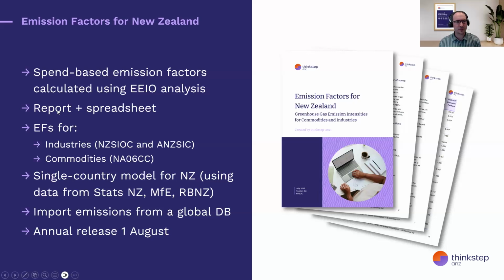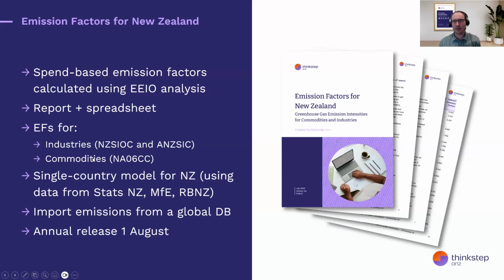The release is two things. It's the report itself, and it's a spreadsheet that makes the data more available. The emission factors cover industries themselves, and there are two different classification systems that we use, NZSIOC and the ANZSIC classification. The core modelling is done at the NZSIOC level, which is a smaller subset of industries in New Zealand, and then it's mapped to ANZSIC. And then we use commodity codes where there's a much, much greater resolution of the number of commodities available.